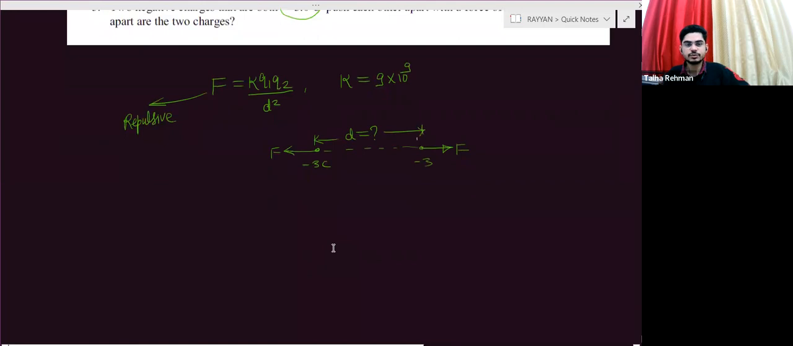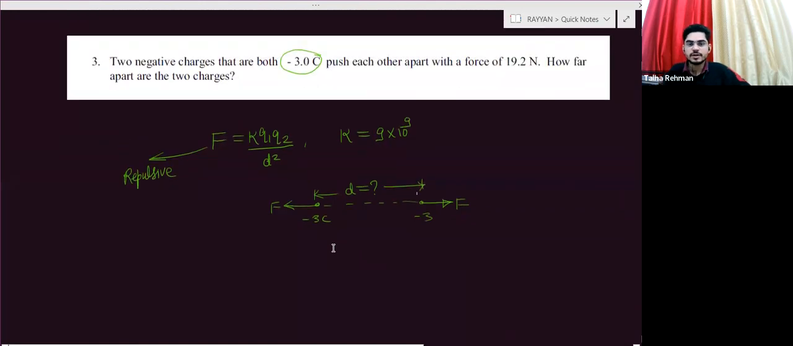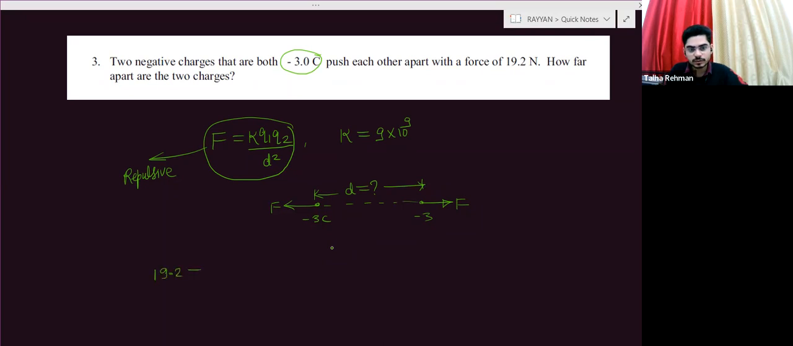This is again a very easy question. Put all the values given into this formula. Here the force is given as 19.2 Newton. What is the value of K?